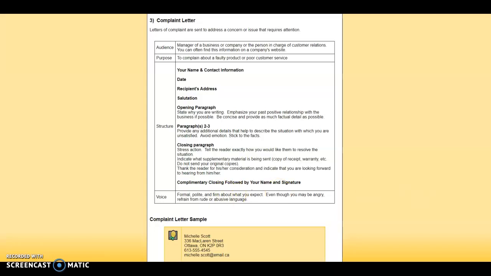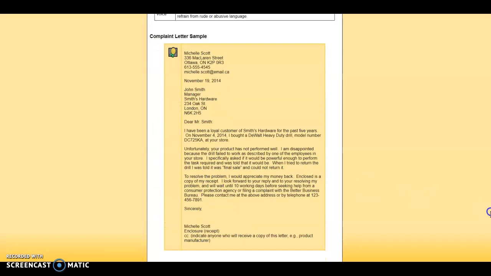Okay? And then, of course, you've got a third example of a letter here. You've got a complaint letter example. And again, all the parts should look familiar at this point. And in this case, you've got a loyal customer that's writing to a hardware store about a drill that they bought that is unfortunately not working.